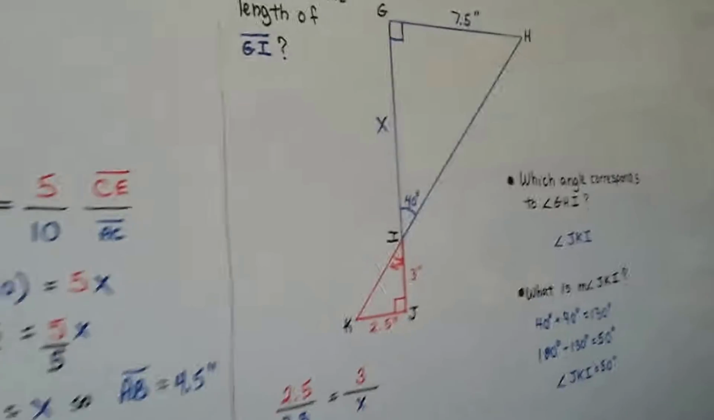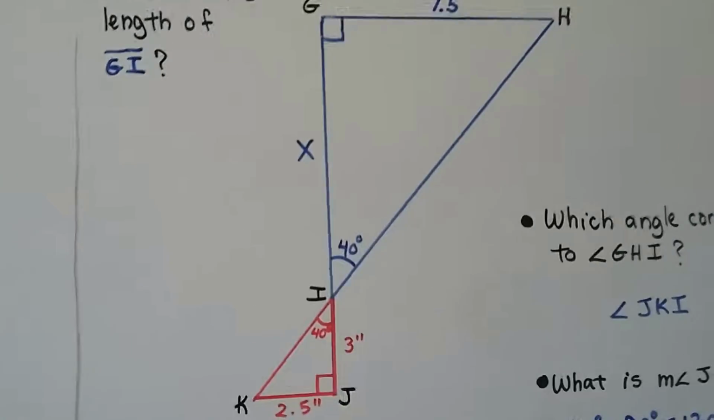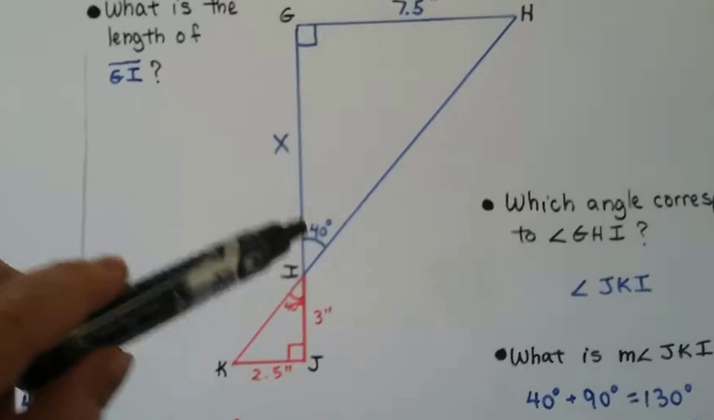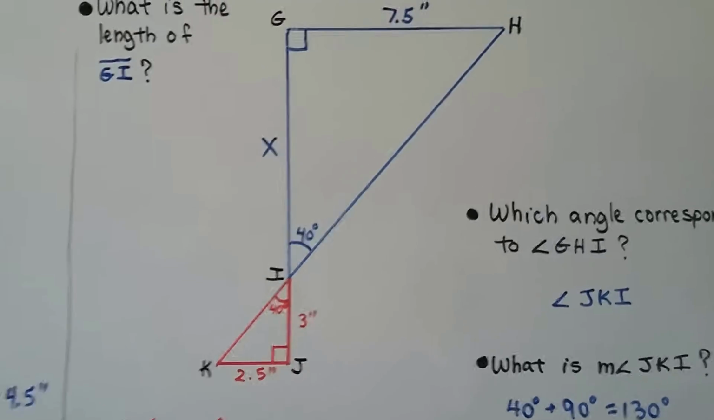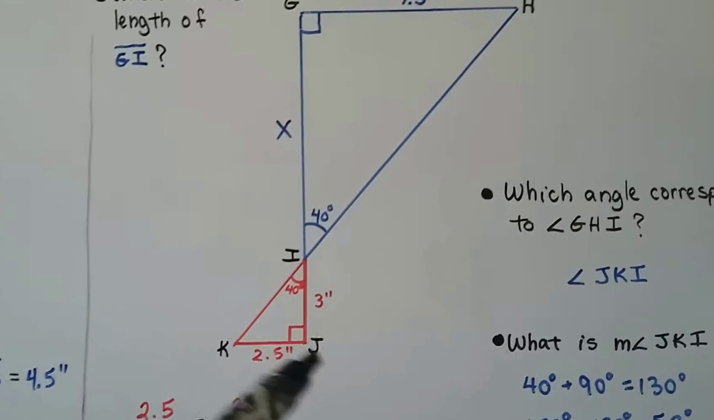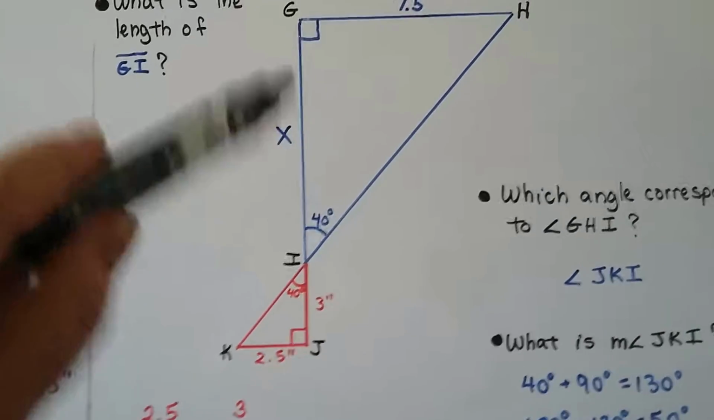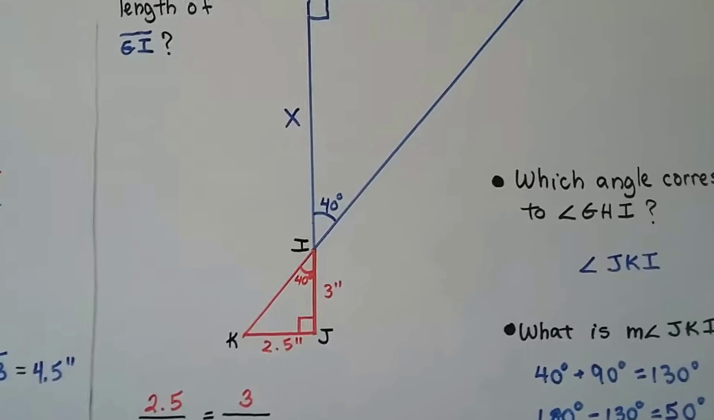Take a look at this one. We've got two triangles. It looks like one is a flipped over, shrunken version of this one. They both have a 40-degree angle. They both have a 90-degree angle. It's telling us that this line is 7.5 inches. This one is 2.5. This side is 3 inches, but we don't know what this one is, and it wants to know the length of GI, so that's going to be our x.